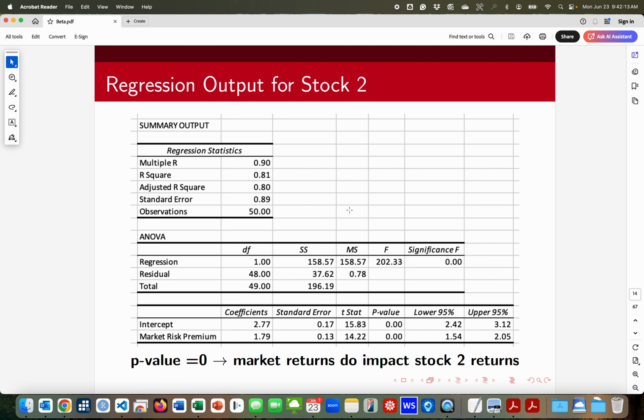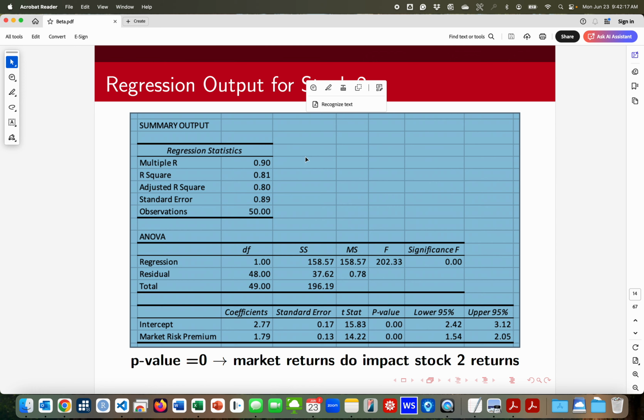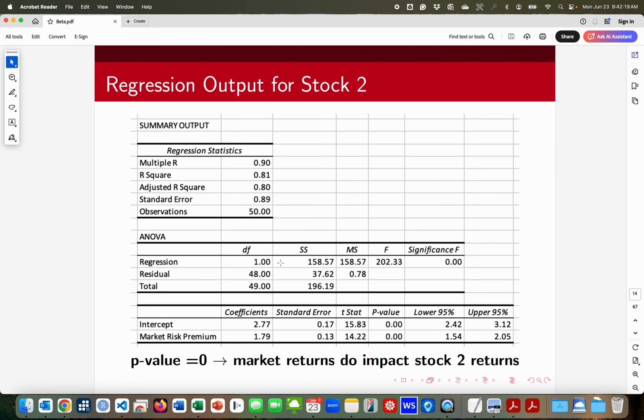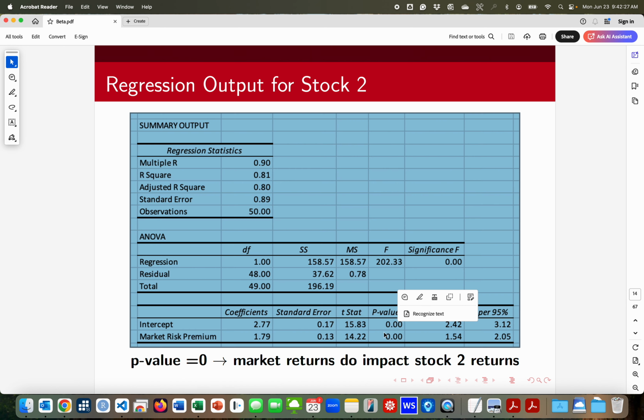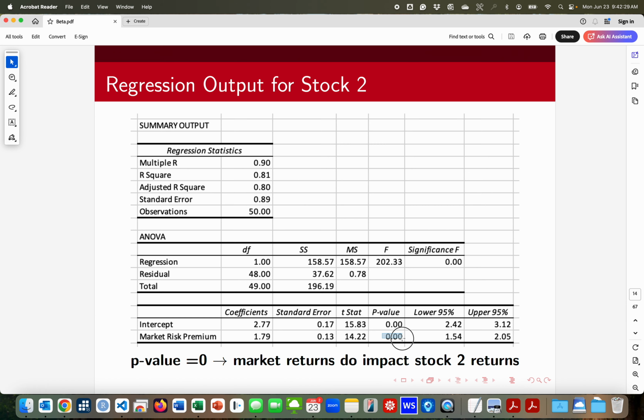For stock 2, here's the R-square. So 81% of the stock risk premium is explained by the market risk premium. Here's our estimate of beta, 1.79. P-value is 0 to 2 decimal places. So we reject the null hypothesis that beta equals 0 in this example.